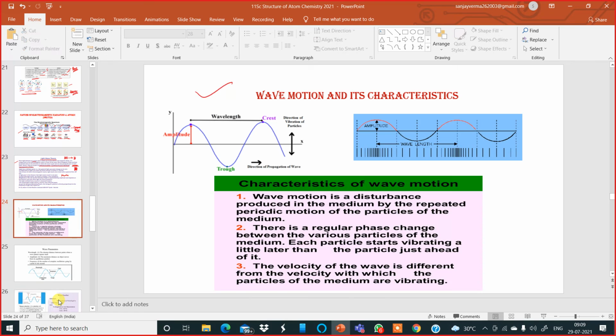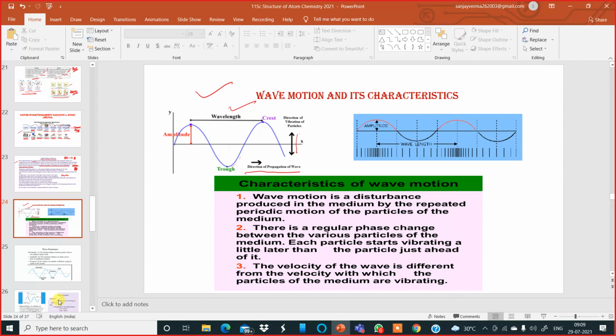Look at the two diagrams over here. The first diagram first. This red arrow is the amplitude. This is a wave. This height is called the crest. This is called the trough. The distance between one crest and another crest becomes the wavelength. And the direction of propagation of the wave is in this direction, and they are transverse waves. So that's why this arrow is given over there.